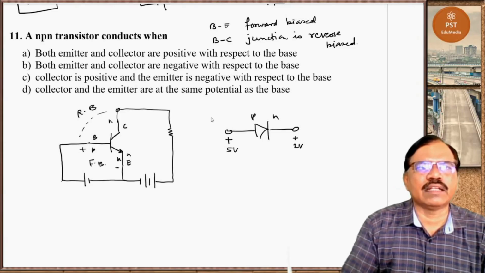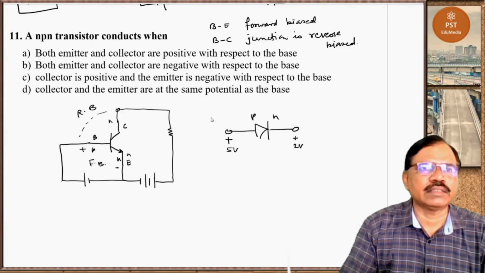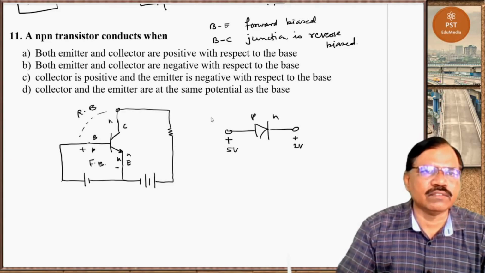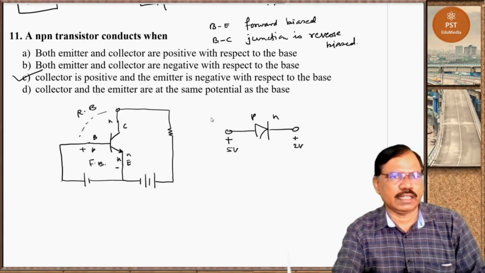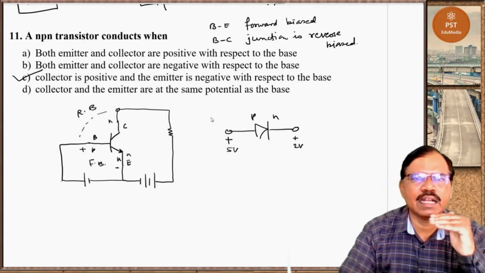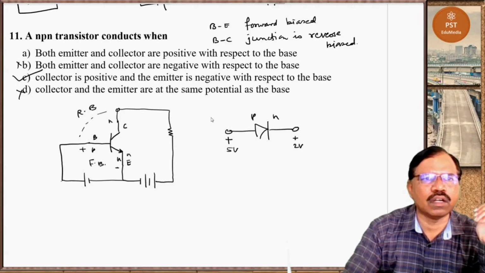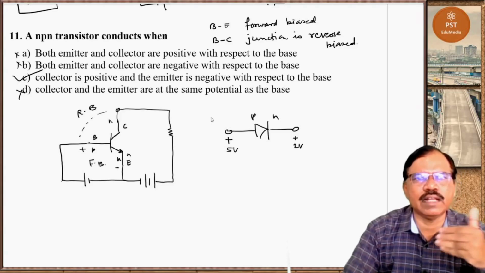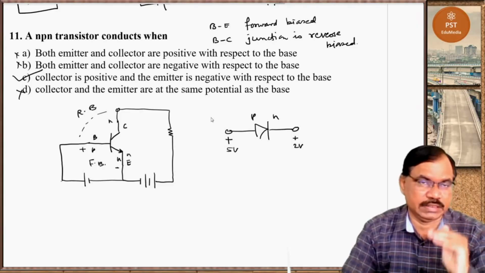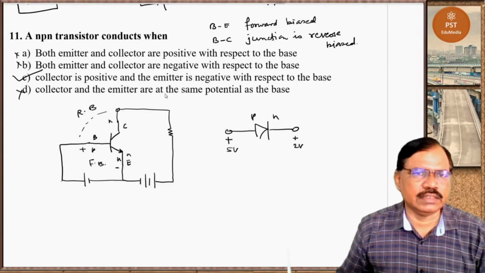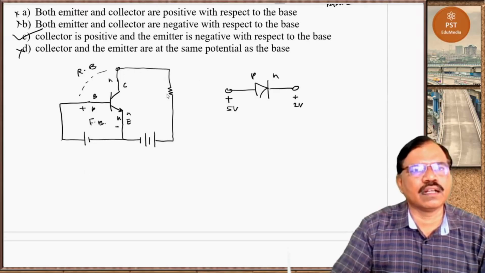Both emitter and collector are positive with respect to the base. Both emitter and collector are negative with respect to the base. No. Collector is positive and the emitter is negative with respect to the base. This one is correct. And last, collector and the emitter are at the same potential as the base. So this is not correct. Collector is positive and the emitter is negative with respect to the base. So then NPN transistor will conduct.